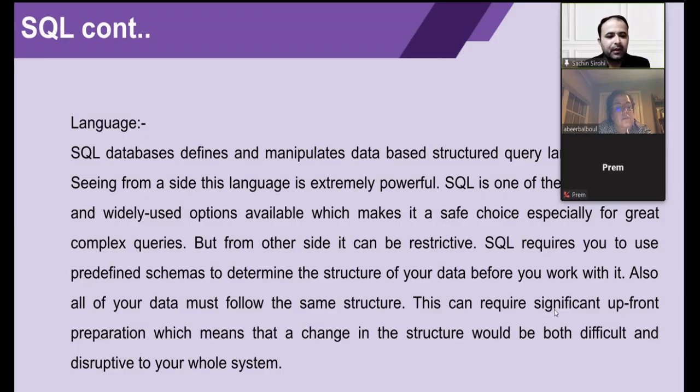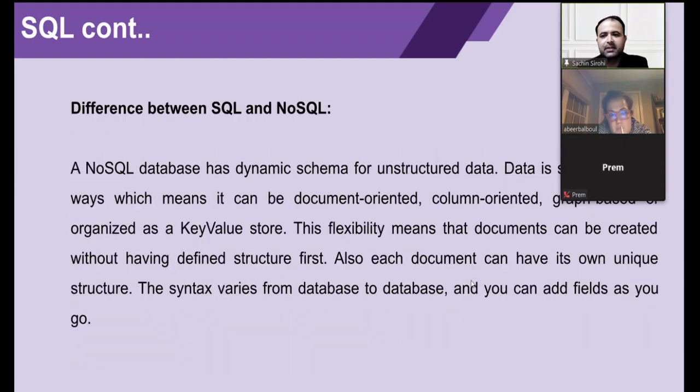Second, it requires upfront preparation, which means that a change in the structure would be both difficult and disruptive to your whole system. So how can we handle this? A NoSQL database has a dynamic schema for unstructured data, where there is no fixed structure. We can store 3 values, and suddenly if we want to store 5 values or 50 values, we can store them. We can store data in any format.